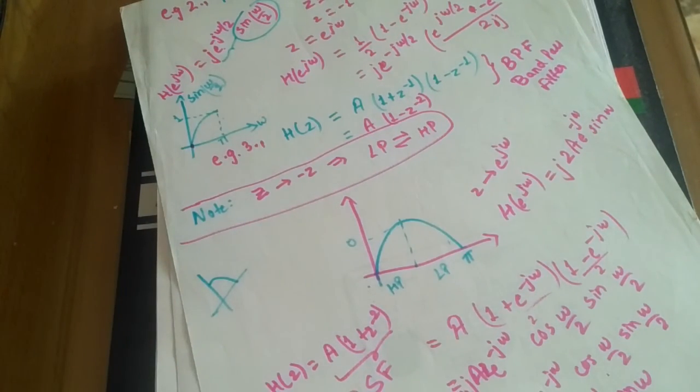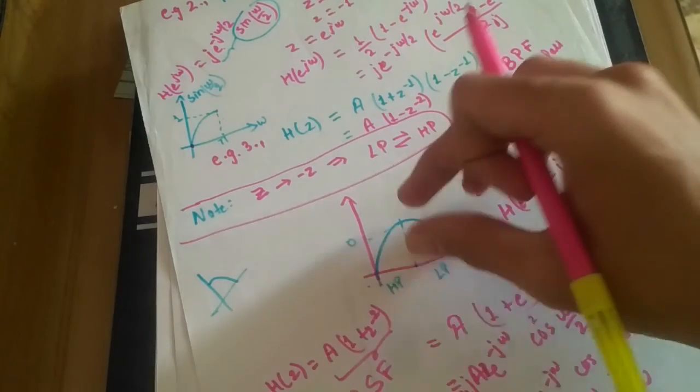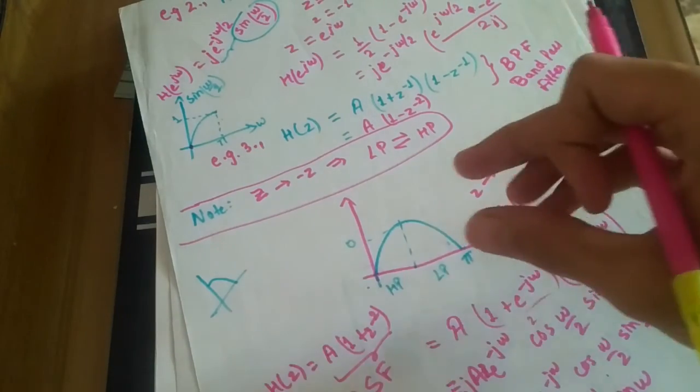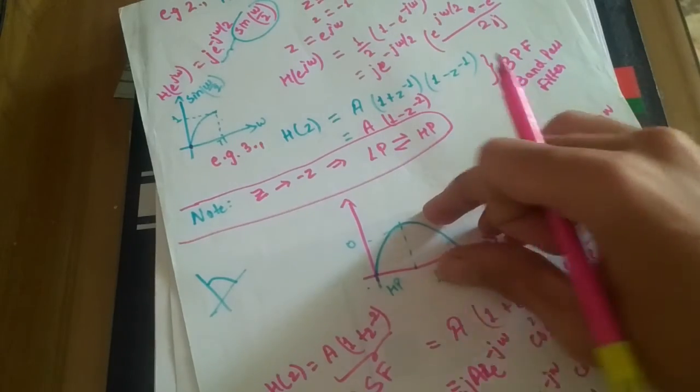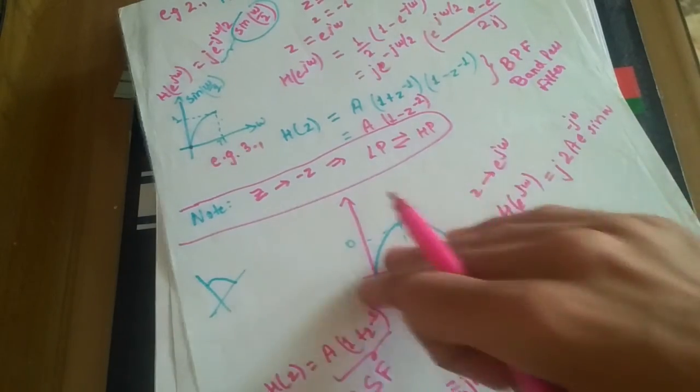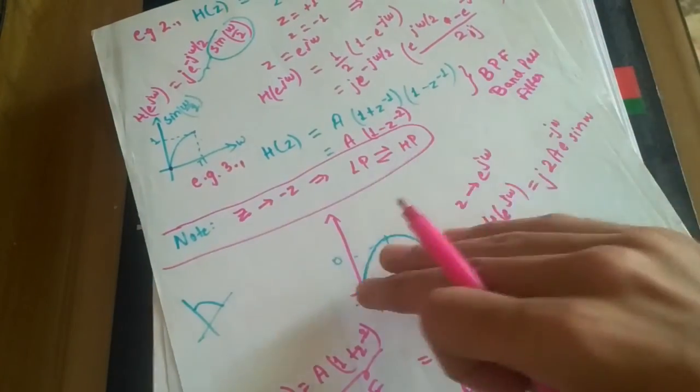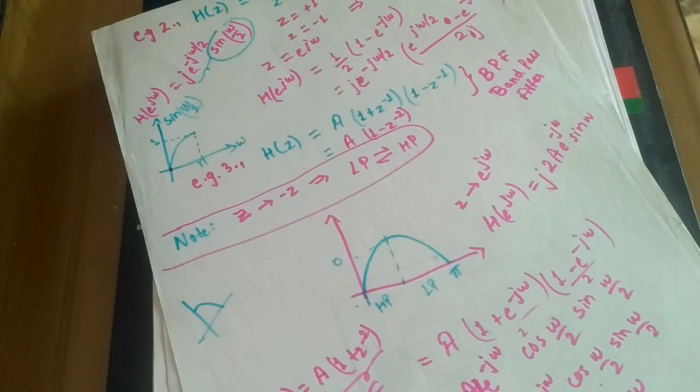So in the next lecture we will be continuing with the band stop filter, and we will be plotting this thing. And if we plot, we will see that we will get the cosine function instead of sine. In band pass we are getting sine, in band stop we will get cosine. So we will be continuing from this point in the next lecture.